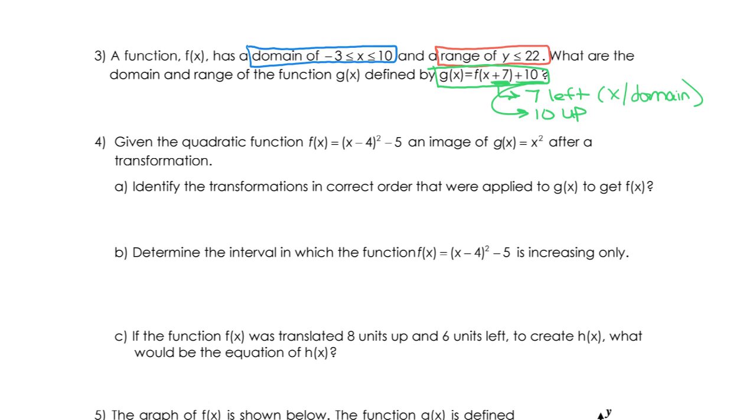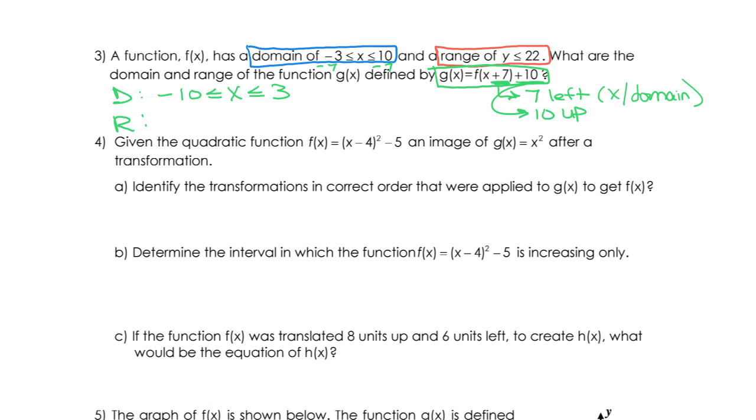So if a graph gets picked up and moves 7 units to the left, our domain is not going to go from -3 to 10 anymore. If I take -3 and I move it 7 units to the left, I'm going to subtract 7. So -3, 7 units to the left, is now going to become -10. And if I take 10 and I move that 7 units to the left, now you're going to be at 3. And there's our new domain. Pretty easy. I'm going to do the same thing to my range.